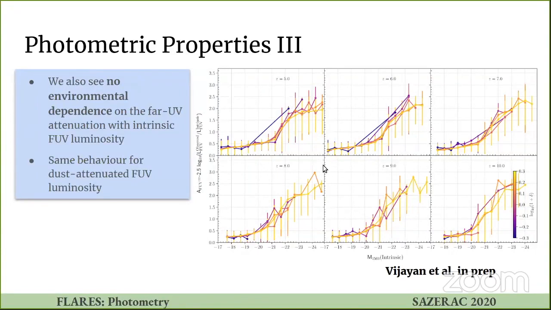We also see no environmental dependence on the attenuation in the far UV. So here is the attenuation as a function of different overdensities, and we see the same behavior for the dust attenuated far UV luminosity.